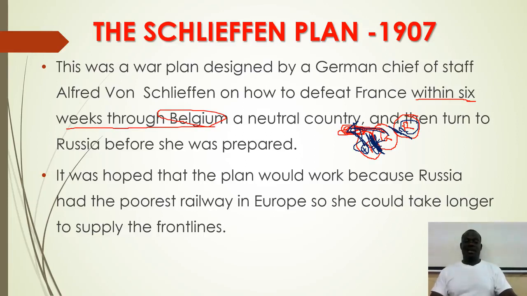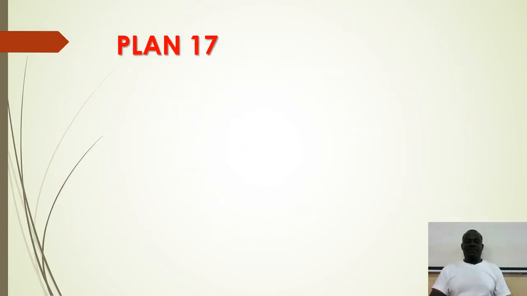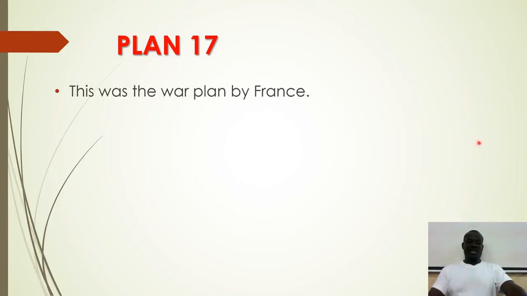The Schlieffen plan was designed by Germany, by von Schlieffen. And another thing during the arms race was still the plans. Another plan was Plan 17. What was it? This was the war plan by France.